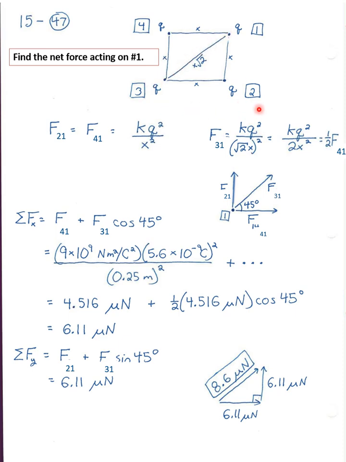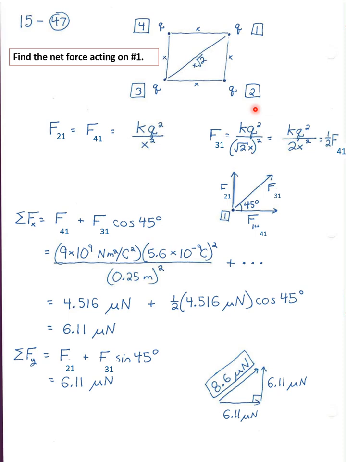The same thing is happening to charge 2. It's getting pulled on vertically, horizontally, and diagonally. Same thing's happening to charge 3. Same thing is happening to charge 4. There's perfect symmetry here. So all we have to do is find the net force on one of these charges.